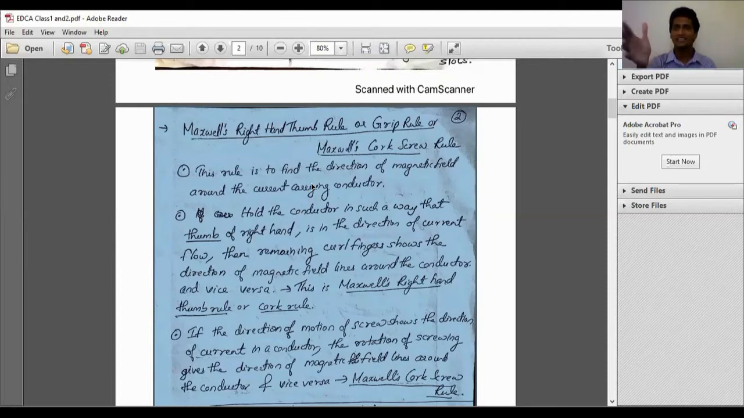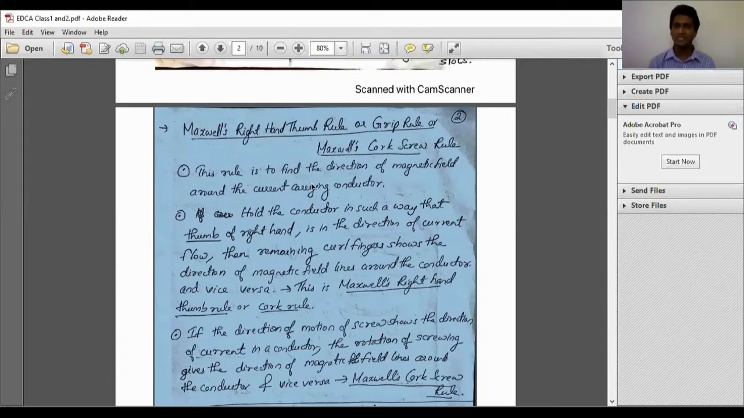Then the other curled fingers will give you the direction of magnetic field around the conductor. That means if the current is moving in the upward direction, the magnetic field produced will be anti-clockwise. Anti-clockwise means this curved direction. So look from upward, then current is moving upward, then magnetic field is flowing in anti-clockwise direction. Is that clear? Okay.